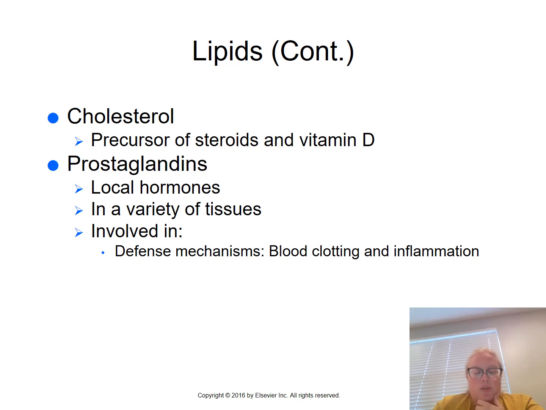Okay, cholesterol. Cholesterol plays a major role in many biochemical processes, such as in the metabolism of fat-soluble vitamins, and acts as a precursor for vitamin D. Cholesterol is also a precursor for the synthesis of steroid hormones and is an important component of cell membranes. Prostaglandins play a major role in a variety of body and cell regulatory processes, including involvement in defense mechanisms like blood clotting and inflammation.